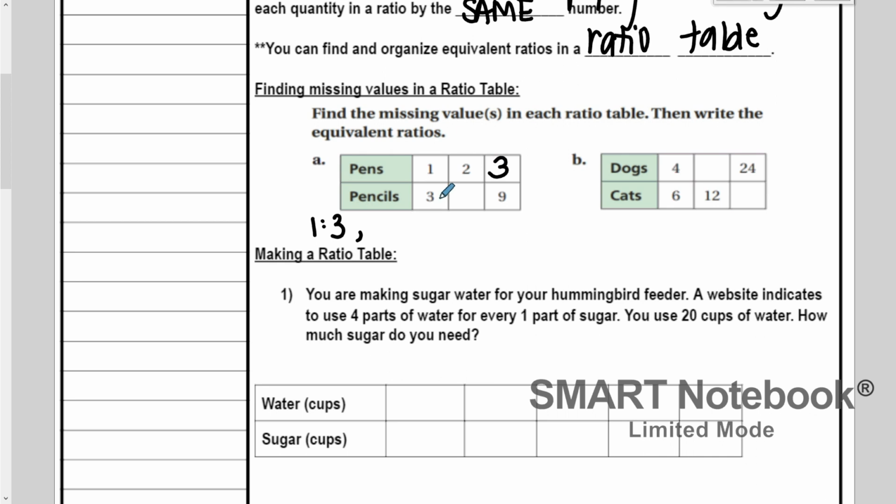Now look at the bottom for the pencils. We're counting by 3, so think to yourself, what should go in this box if we're going 3, blank, 9? That should be a 6. So if we're pulling out ratios of pens to pencils, another equivalent ratio would be 2:6, and the last equivalent ratio in this table would be 3:9.